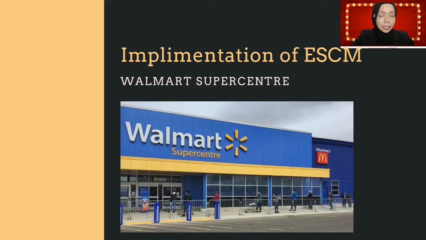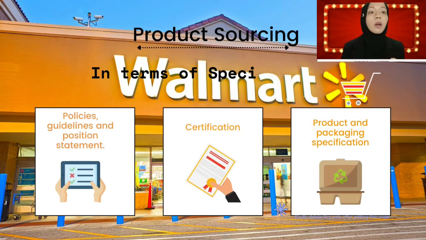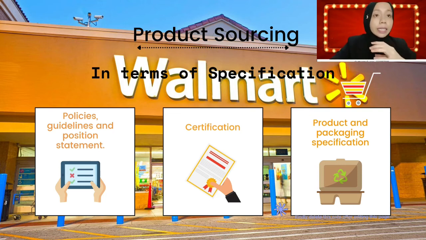The second implementation of environmental supply chain management is on Walmart Supercenter. For product sourcing, in terms of specifications, Walmart has developed sourcing policies, guidelines and position statements on seafood, apparel, plastic packaging and others that require these products to meet certain criteria before Walmart decides to sell them. In terms of certifications, Walmart has asked their suppliers to validate particular commodities. Furthermore, certification also helps to communicate to consumers that their suppliers have met the applicable environmental standards of the certifying body. And lastly, it helps preserve natural ecosystems and improve livelihoods.